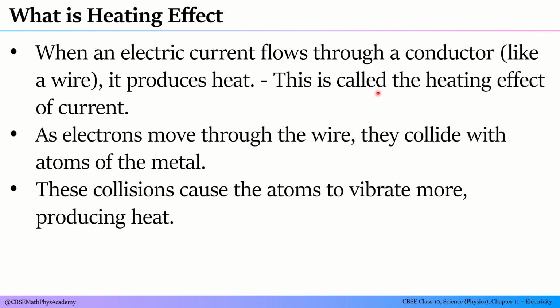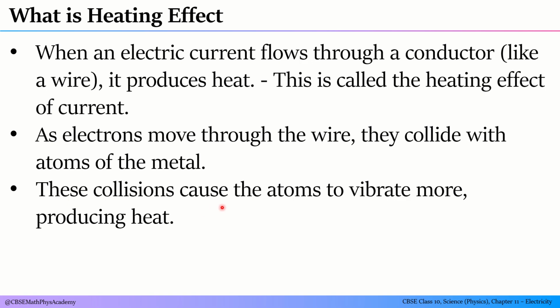So why or how is that heat produced? You know that current flow happens due to the flow of electrons. When electrons move, they collide with atoms of the metal. This collision causes the atoms to vibrate and produce heat. Basically, you can think of rubbing both your arms. There is friction and there is some amount of heat. You can crudely compare this with that example.